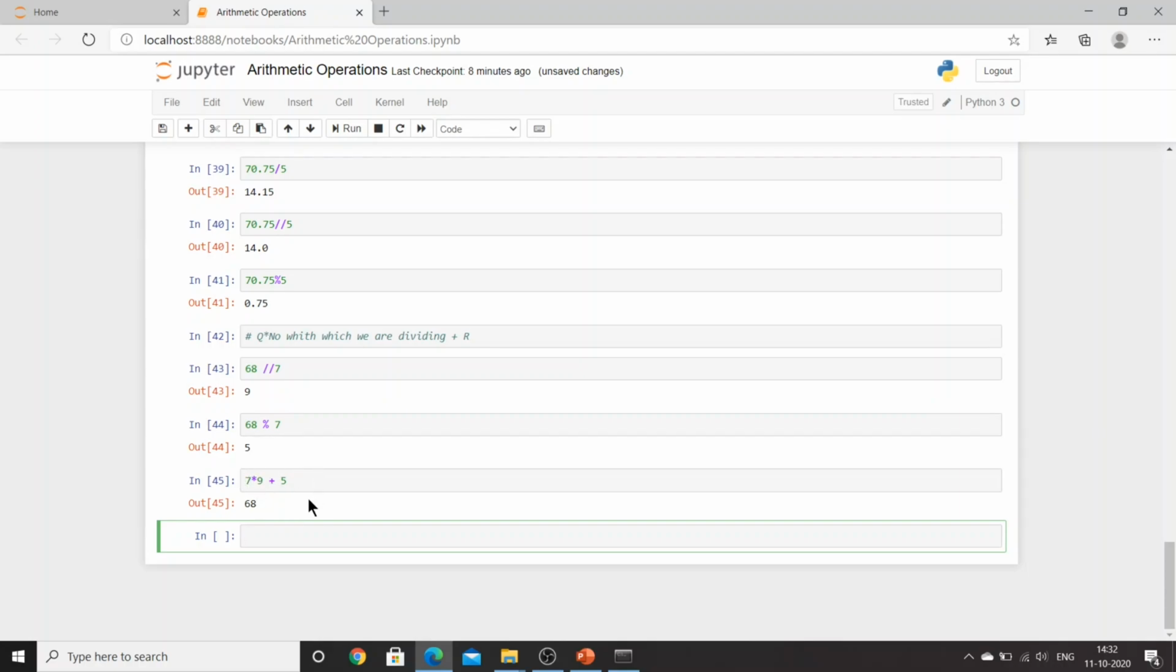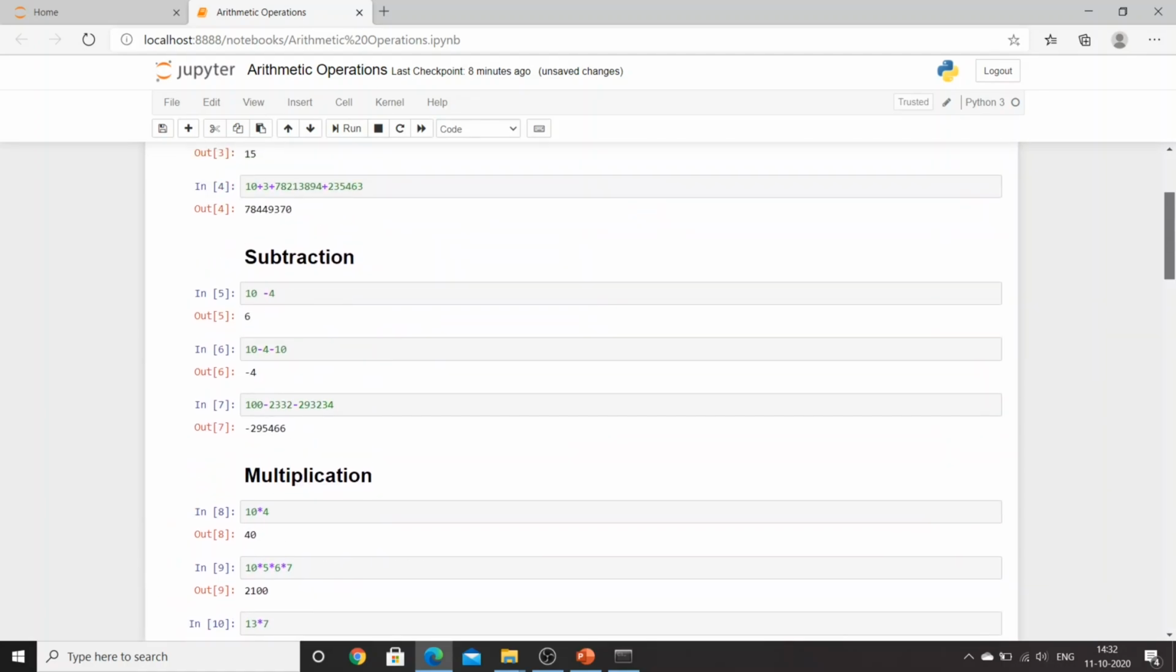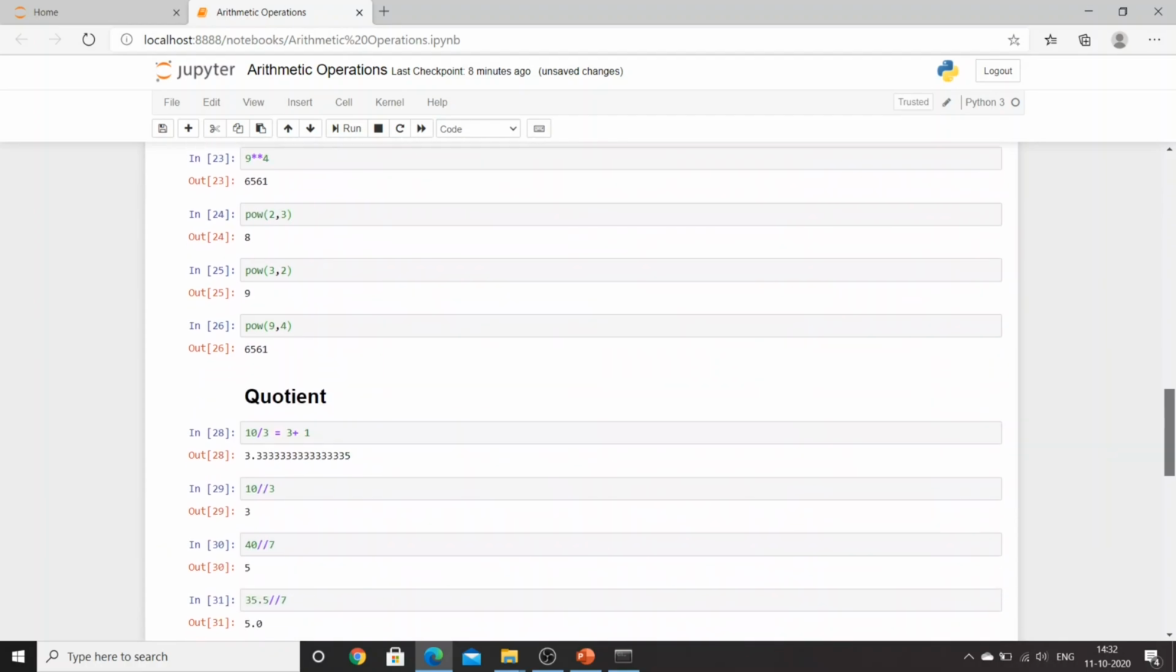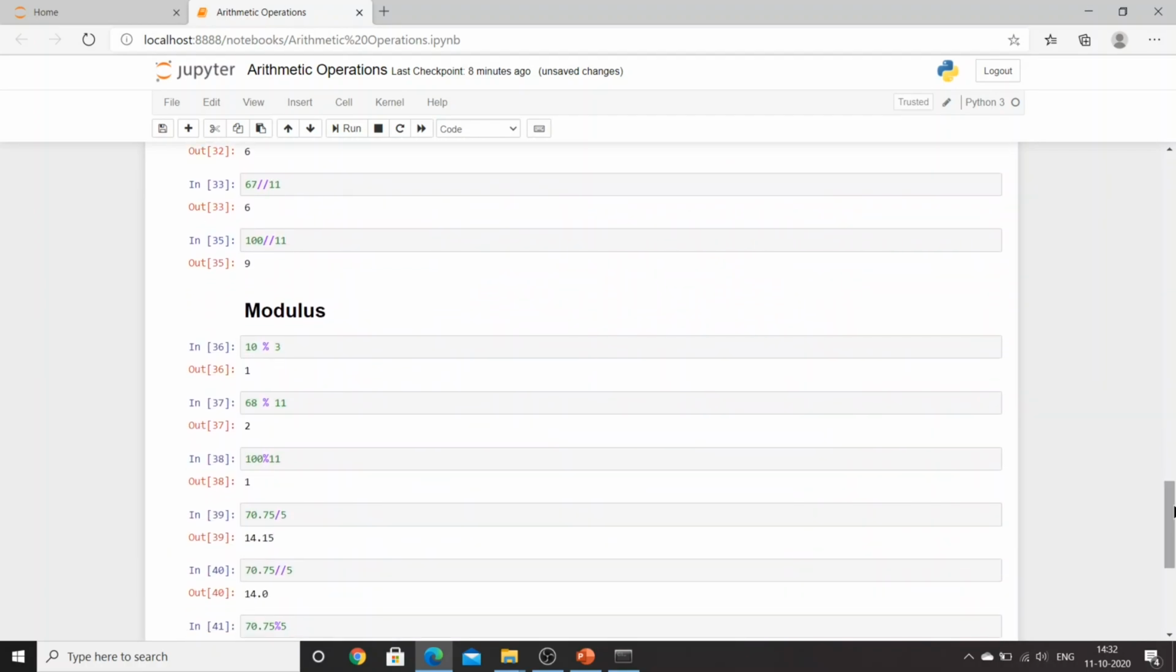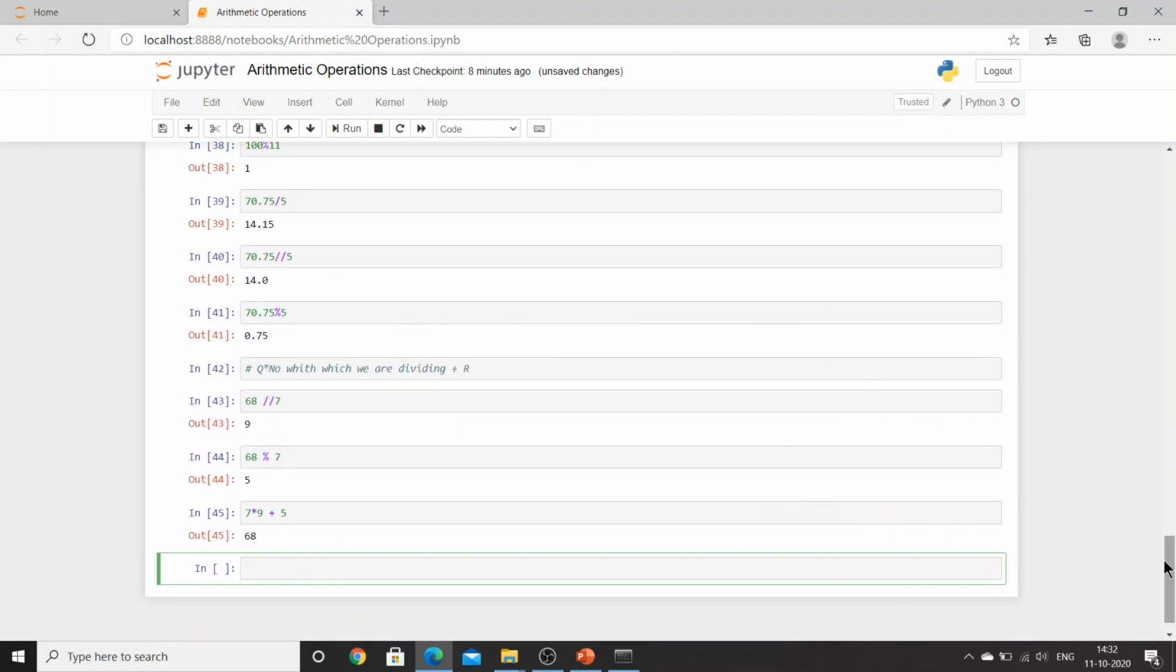So try your arithmetic operations, try all the operations with multiple numbers: subtraction, multiplication, division, exponentiation, quotient, remainder, everything, try it out. And if you have any problem, come to me, I'll try to solve it.